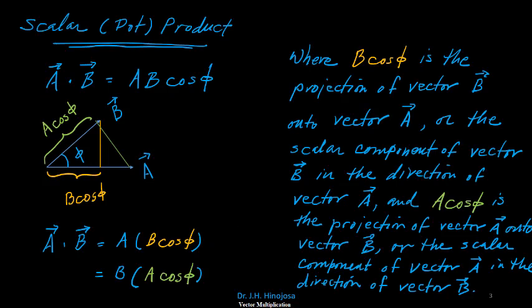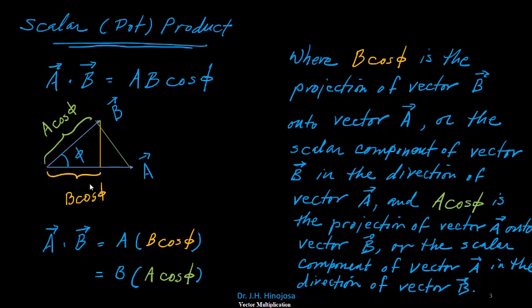Now the scalar or dot product gives us the magnitude of the first vector times the magnitude of the second vector times the cosine of the angle between the two vectors. If we write vector A pointing to the right, vector B pointing at some angle phi away from A, then we can see that the projection of vector B onto vector A is B cosine phi. We form a right triangle here with the hypotenuse being the magnitude of B, then this side is B cosine phi.